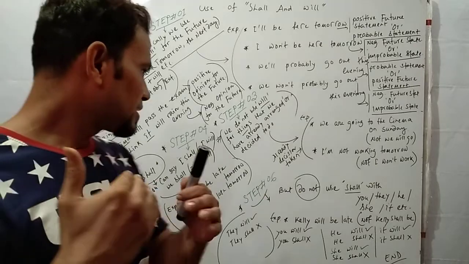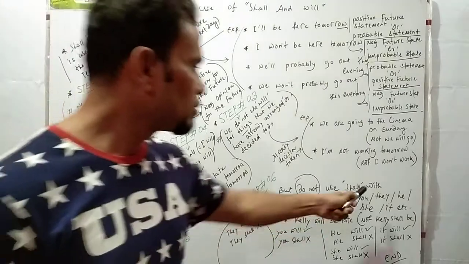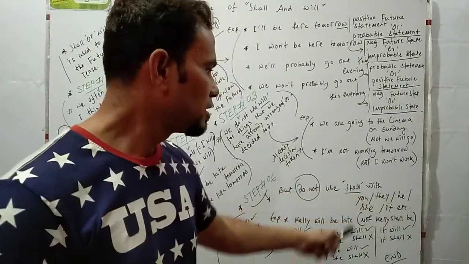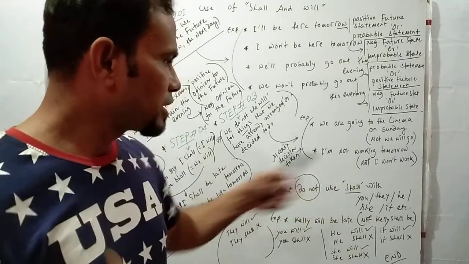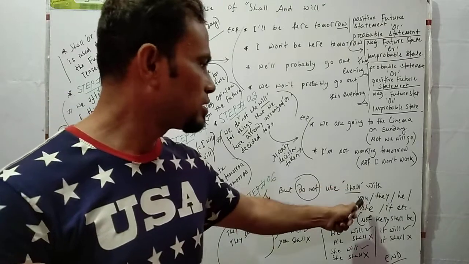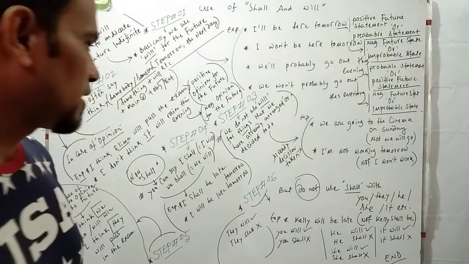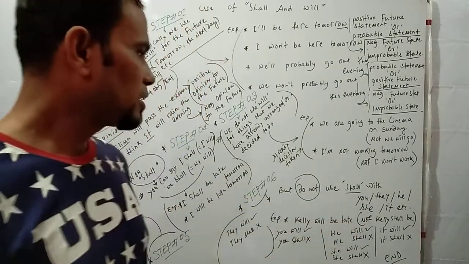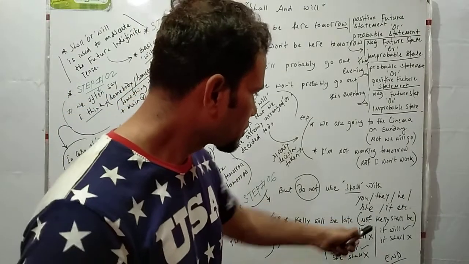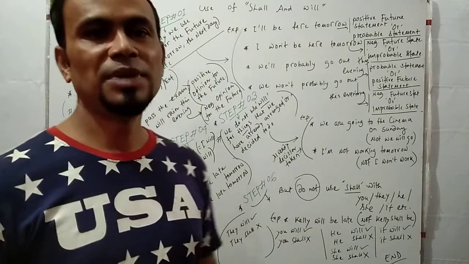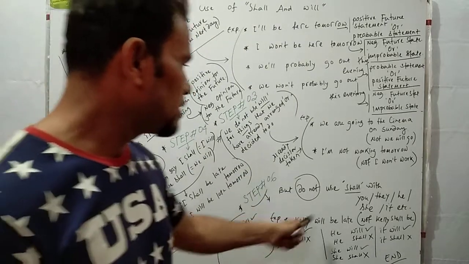So now, step 6. Do not use shall with you, they, he, she, it, etc. I repeat, friends, do not use shall with you, they, he, she, and it, etc. Let's see an example. Kelly will be late. We cannot say Kelly shall be late. This sentence is not correct. The correct sentence is Kelly will be late.